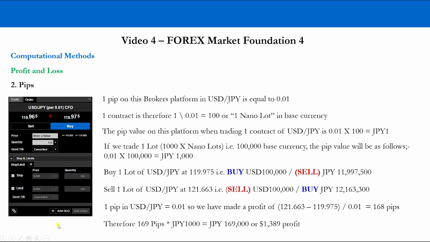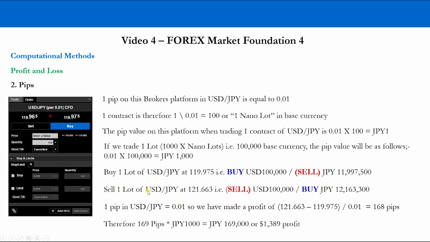So if we trade 1 lot, which is obviously much bigger, it's going to end up being 1,000 pieces, or 1,000 nanolots. So 100,000 in base currency, and the pip value is going to work out as 1,000 Japanese yen in quote currency. So let's say we buy 1 lot of dollar yen at 119.975 on the platform here. So selling 11,997,500 Japanese yen, and then we trade out of this position.